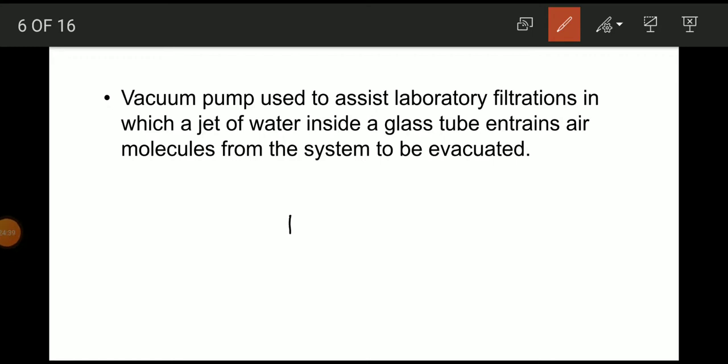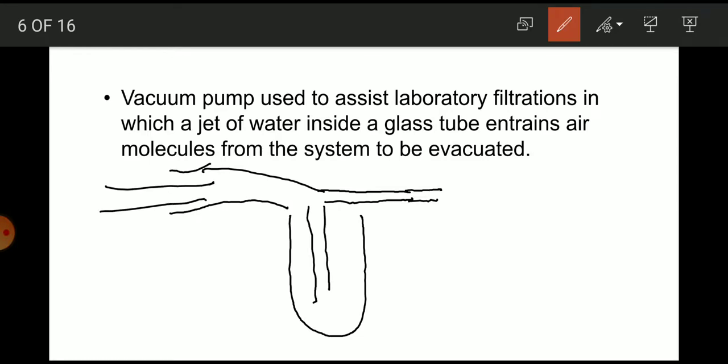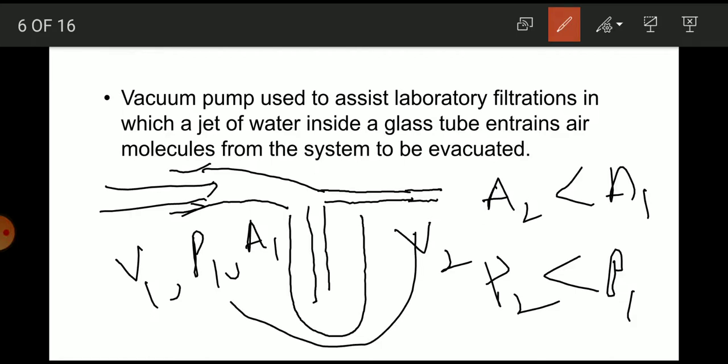Now students, take a bottle of perfume. Here the opening is narrower. Here air is coming, so velocity will be low, pressure will be high, area is greater. Here area is less, pressure is less because area is less. So here velocity is v2, which will be greater than v1.